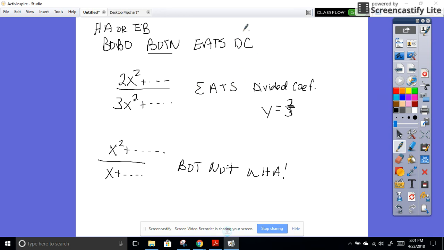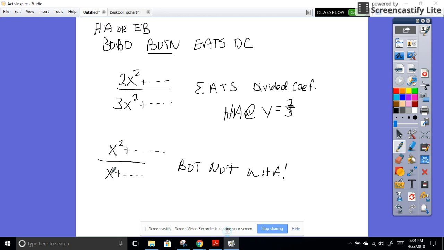So the way you find the horizontal asymptote or the end behavior is you divide the coefficients. The coefficient on the leading term over the coefficient on the leading term is where your horizontal asymptote is going to be. So this is a horizontal asymptote at y equals 2/3.